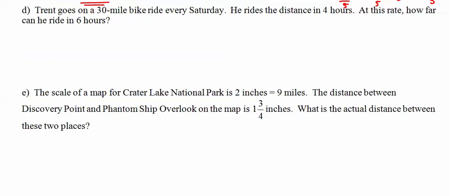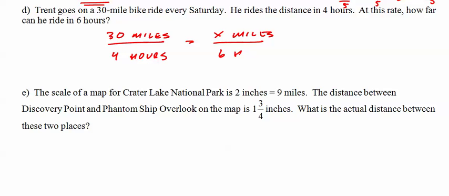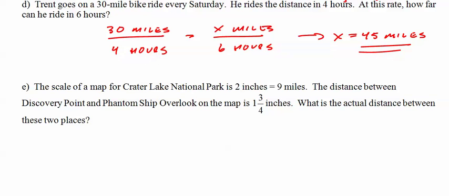You're going to get problems like this. Trent goes on a 30-mile bike ride every Saturday. He rides the distance in 4 hours. How far can he ride in 6 hours? He does 30 miles, and you can put units in here. You don't have to. In 4 hours, X miles. In 6 hours, do the math, go ahead and crank it out. You should get 45 miles.